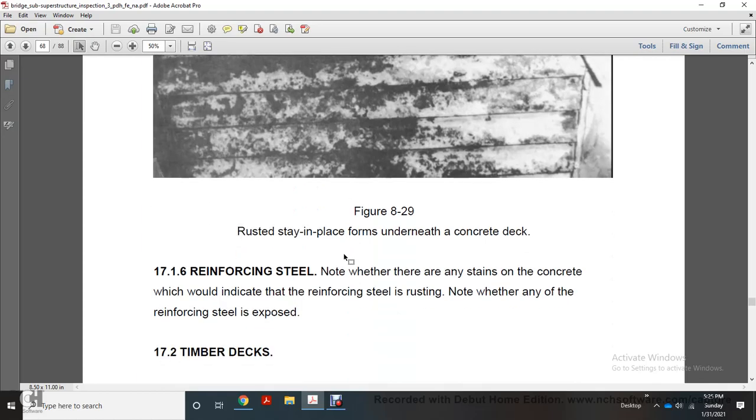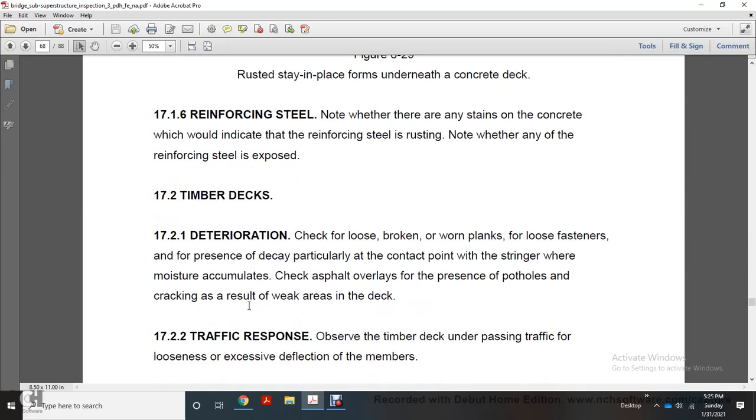Reinforcement: note that any staining of the concrete would indicate whether the reinforcing steel is rusting, and whether any of the reinforcing steel is exposed. Timber deck deterioration: check for any loose, broken, or worn planks and loose fasteners, and for the presence of decay, particularly at contact points with the stringers where moisture accumulates. Check asphalt overlay for the presence of potholes or cracking as a result of weak areas or defects.